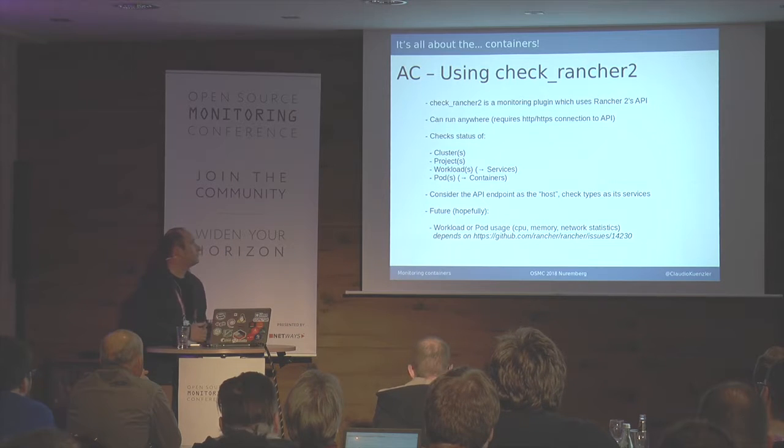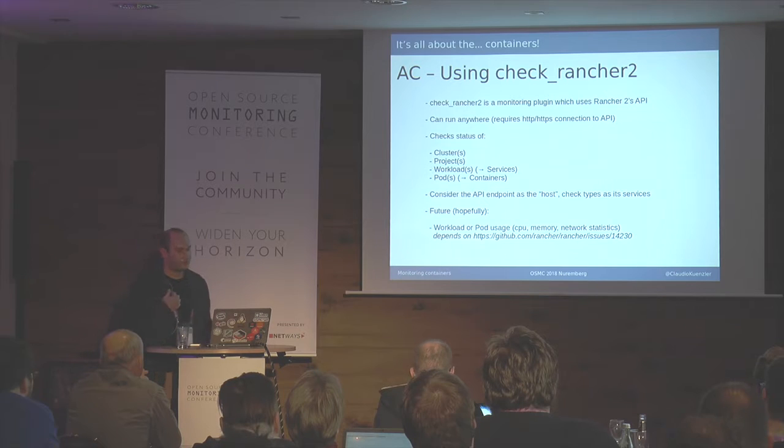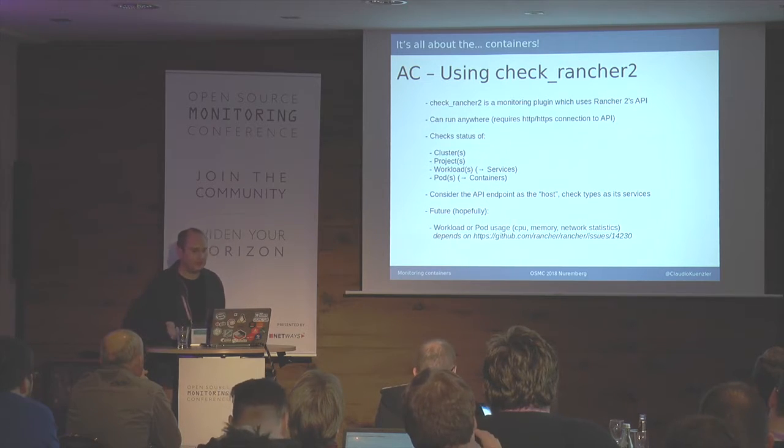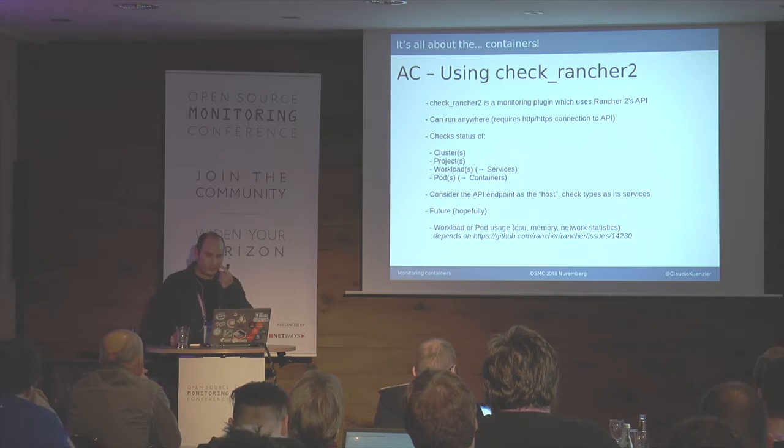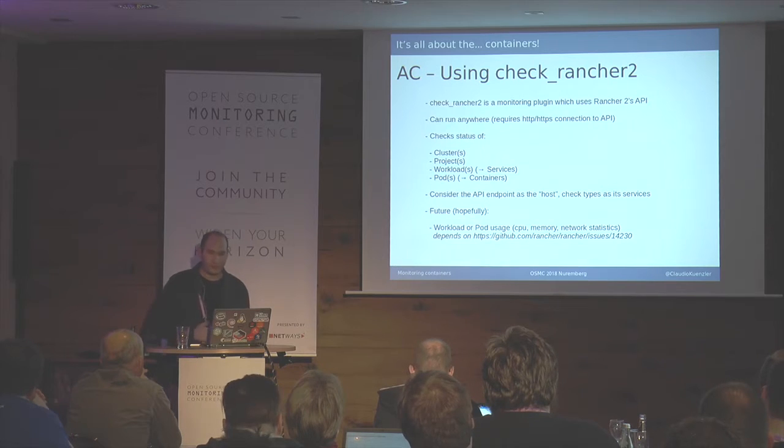So Check Rancher 2 is a new monitoring plugin which uses the API of Rancher. As it's just HTTP or HTTPS, it can basically run anywhere. And it currently checks the status of the cluster, of all projects defined in it, of workloads and of pods, so basically containers in the Kubernetes world.